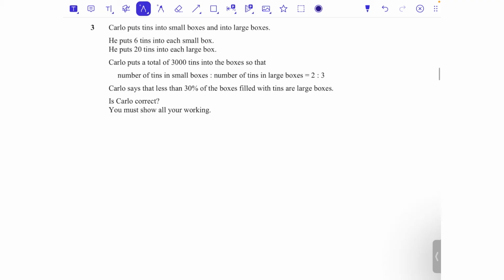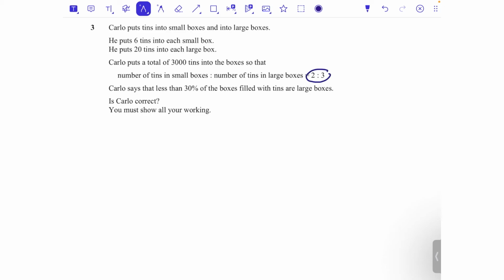Question number 3. Carlo puts tins into small boxes and into large boxes. He puts 6 tins into each small box, and he puts 20 tins into each large box. Carlo puts a total of 3,000 tins into the boxes, so that the number of tins in small boxes to the number of tins in large boxes is in the ratio 2 to 3.